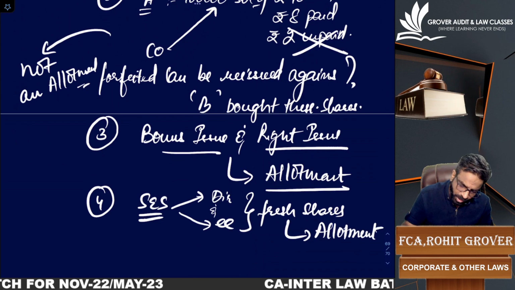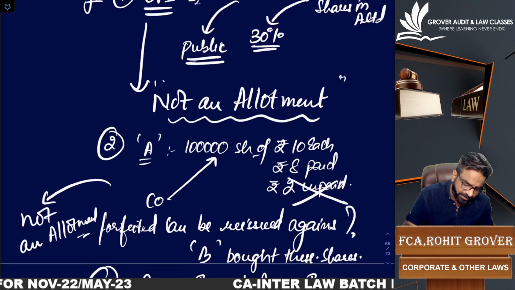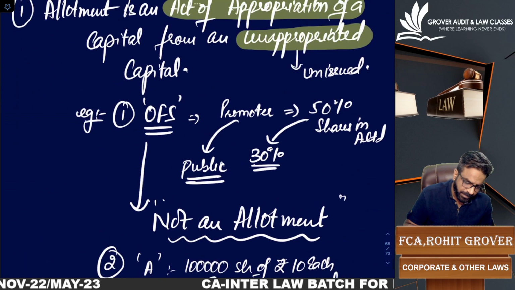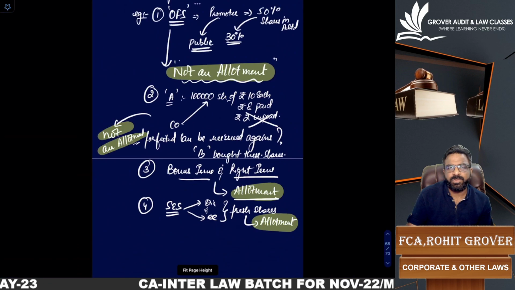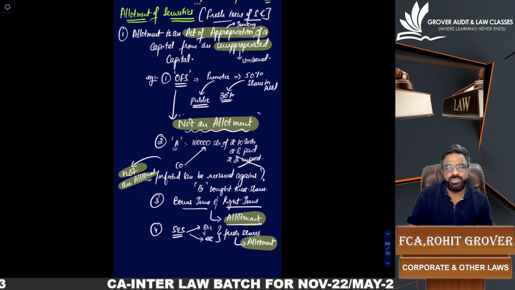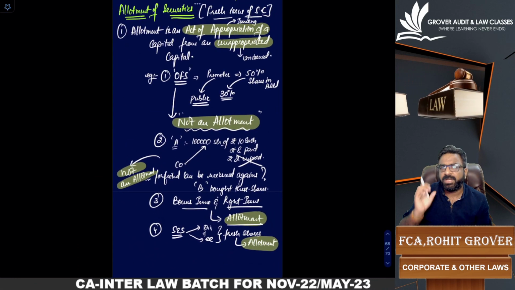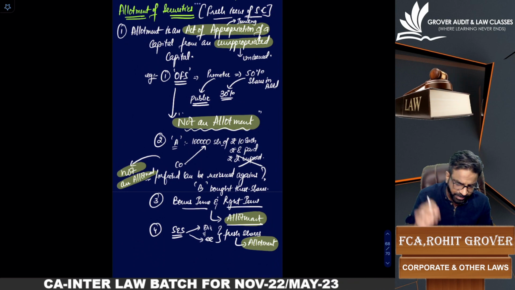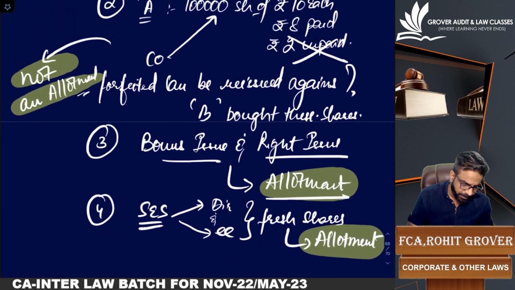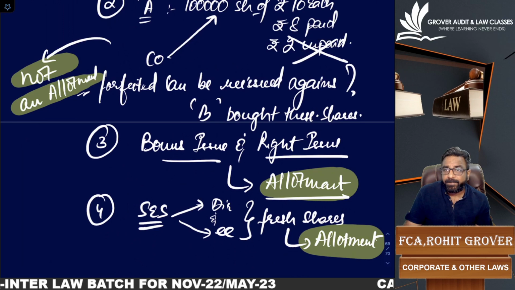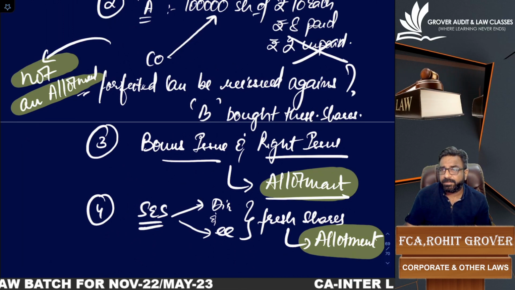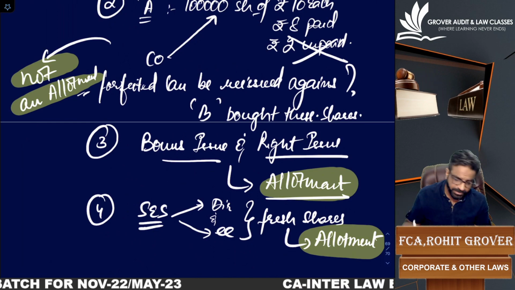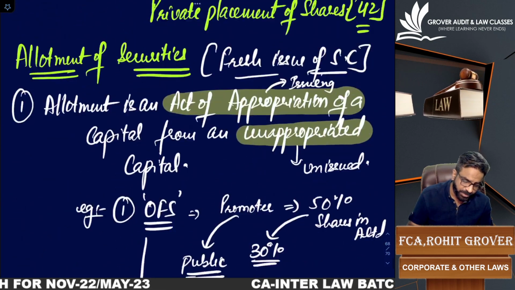Allotment. Did you all understand the meaning of allotment, everyone? So what do you mean by allotment? A fresh issue of share capital is known as allotment. Everyone write if you all understood the meaning of allotment. Perfectly understood. Fine. So this is what we mean by allotment.